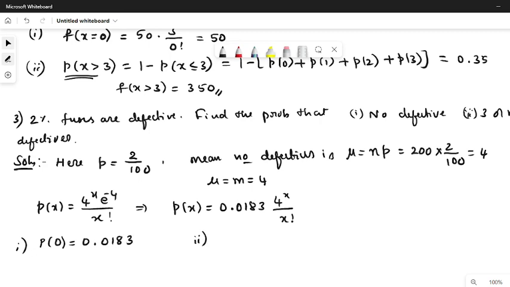And the second one, probability of 3 or more defective fuses. So it is P of x greater than or equal to 3, that is 1 minus P of x strictly less than 3. You can check that it will be approximately 0.7621. So this completes the solution of the given problem. With this, the discussion on Poisson distribution is over.